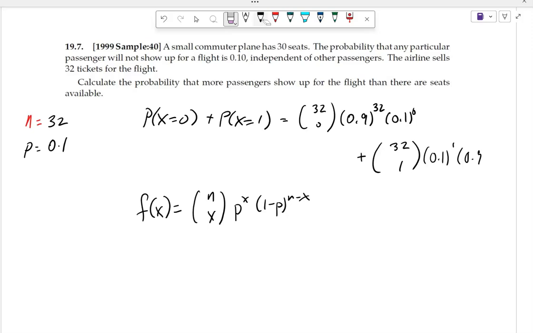Good. Oops. Start writing my 31 instead of my right parenthesis. Yep, there you go.